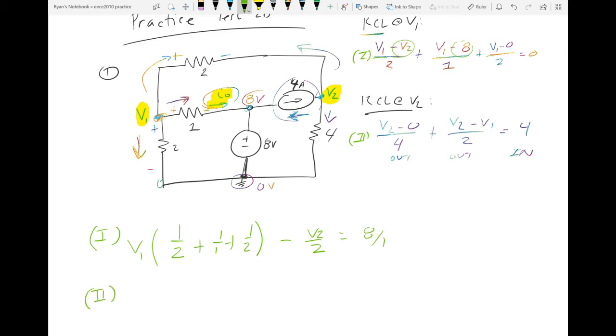Second equation is going to be, I can factor out the V2, so I get V2 times 1 over 4 plus 1 over 2, minus V1 over 2, is equal to 4.